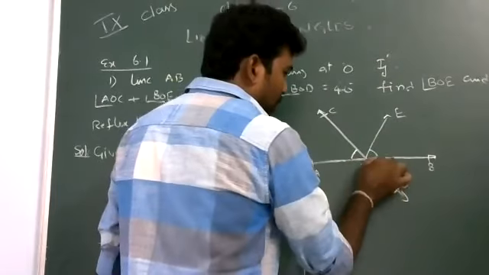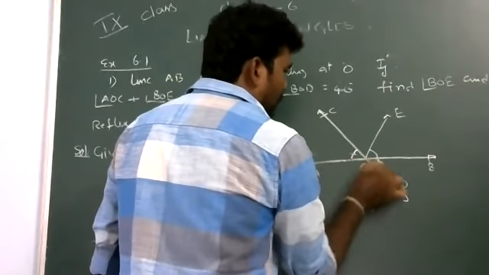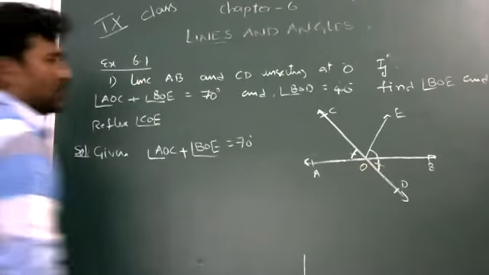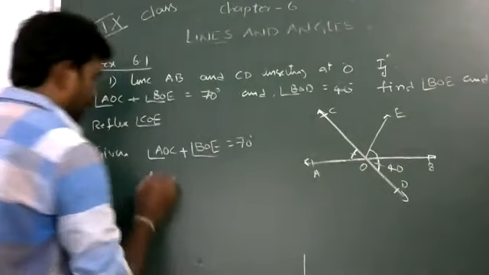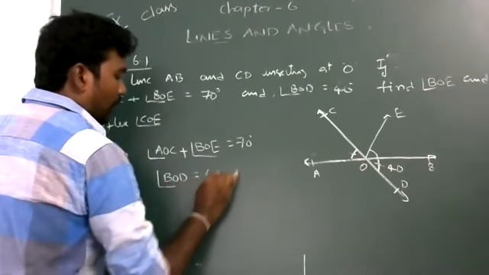And angle BOD. Here you can see, students, these two are vertically opposite angles. So that means this one equals how much? 40 degrees according to the problem. Here you can write angle BOD is equal to 40 degrees.